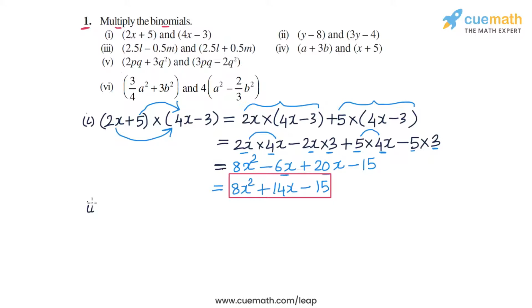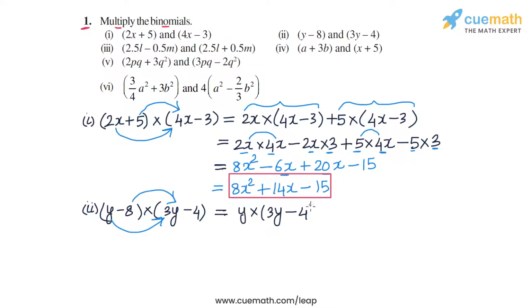In the second part, we have to multiply y minus 8 with 3y minus 4. So this is the product that we have to calculate. Once again, we will apply the distributive law and expand this product along the first bracket. So we can take y into 3y minus 4, minus 8 into 3y minus 4.